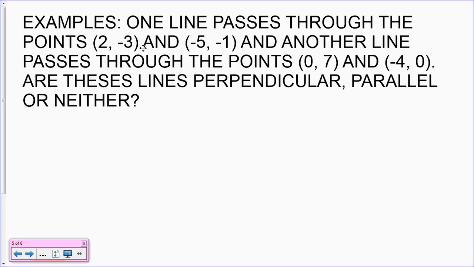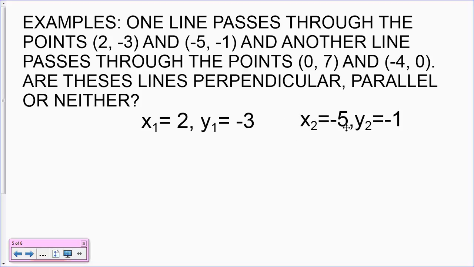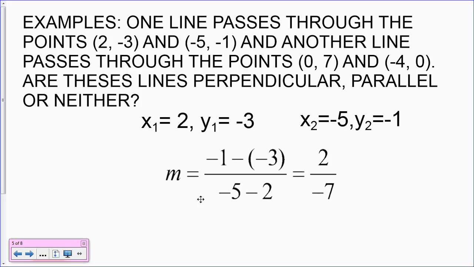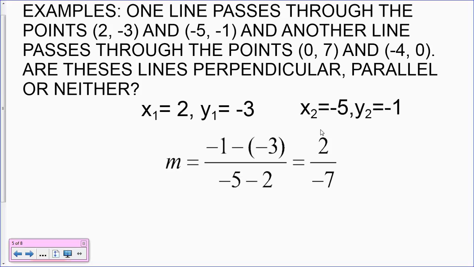So I'm going to take this first line here. I'm going to label it, so my x1 is 2, my y1 is -3, my x2 is -5, my y2 is -1, and I'm plugging it into that formula, y2 minus y1 over x2 minus x1. So I get m equals -1 minus -3 over -5 minus 2. And I simplify it, I get 2 over -7. That's the slope for the first line.